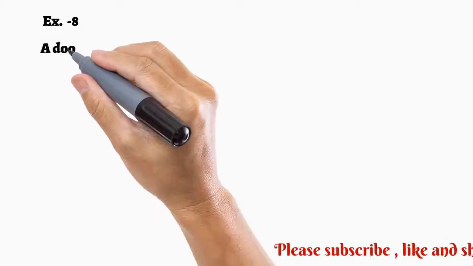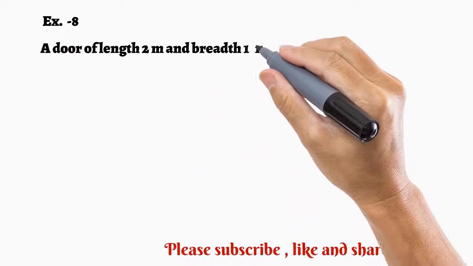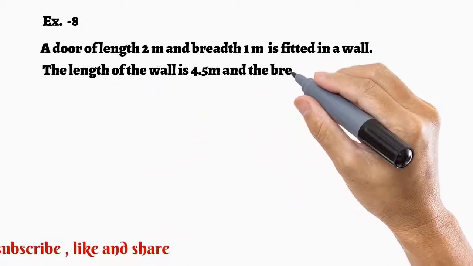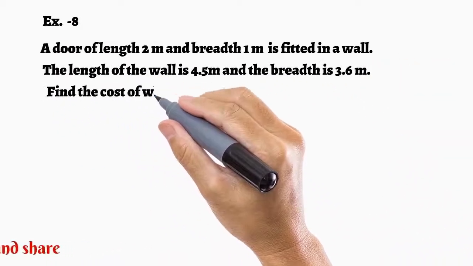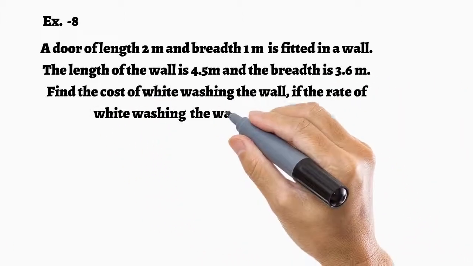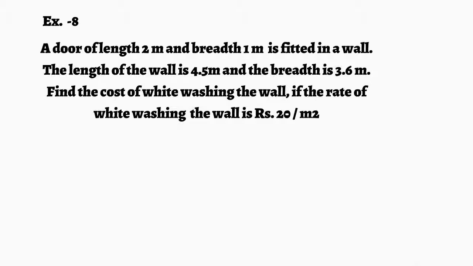Exercise 8. A door of length 2 meters and breadth 1 meter is fitted in a wall. The length of the wall is 4.5 meters and the breadth is 3.6 meters. Find the cost of whitewashing the wall, if the rate of whitewashing the wall is 20 rupees per meter square. Write down the available details from the question.